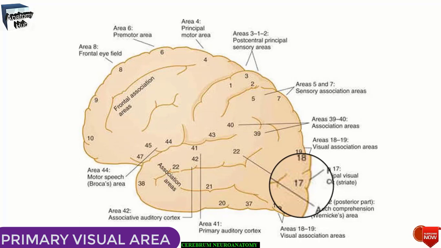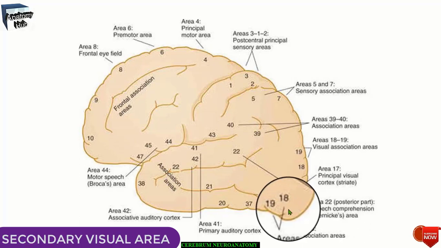After this you come down to here, the areas number 18 and 19, that is the secondary visual area or the visual association area, the Brodmann's areas 18 and 19. This secondary visual area surrounds the primary visual area and occupies most of the remaining visual cortex on the medial and superolateral surface of the cerebral hemisphere.